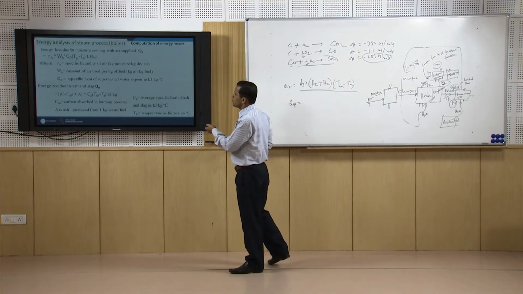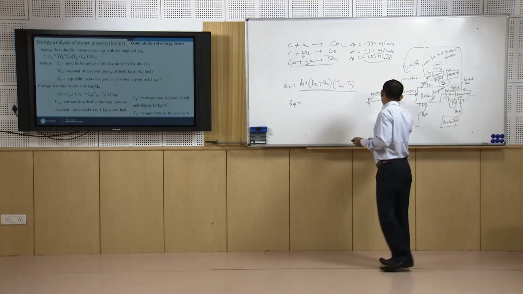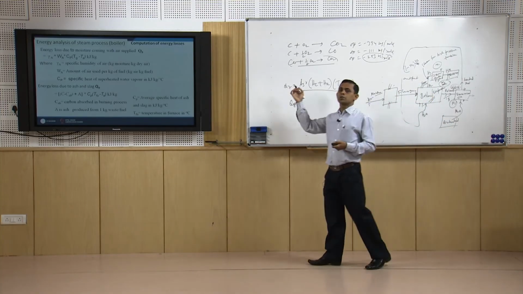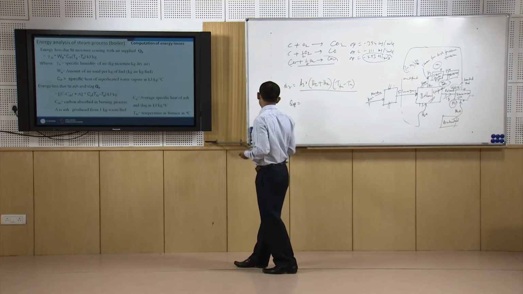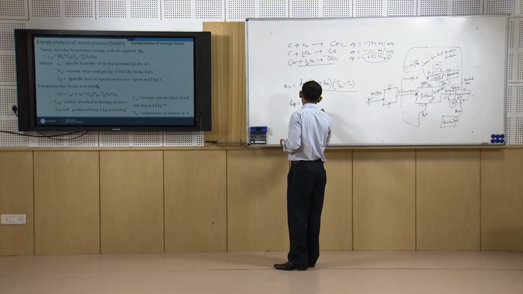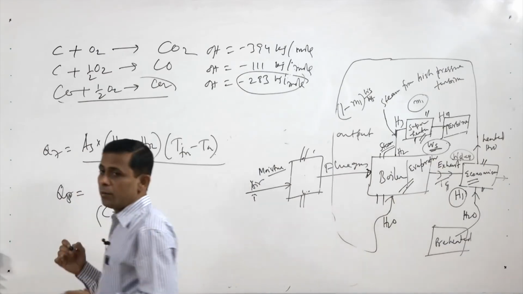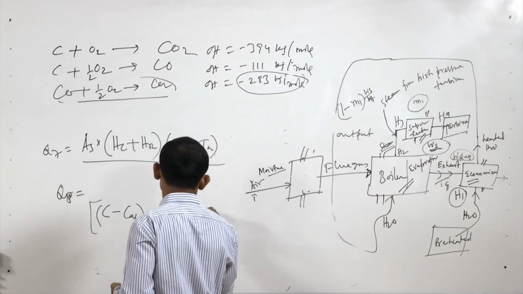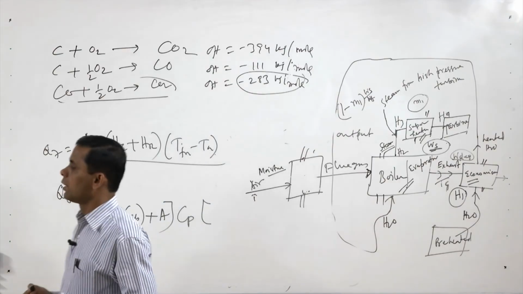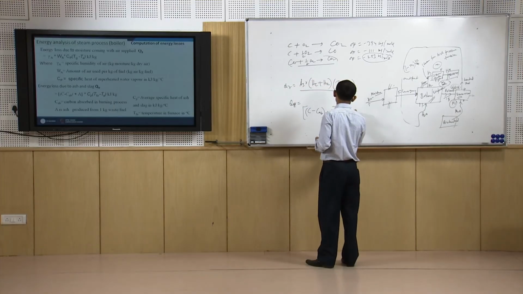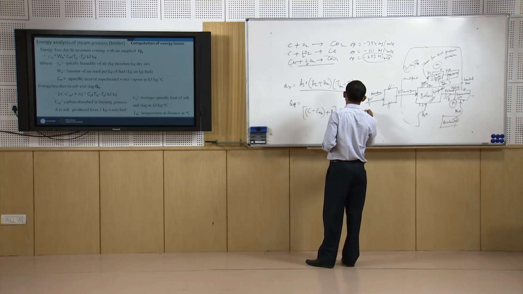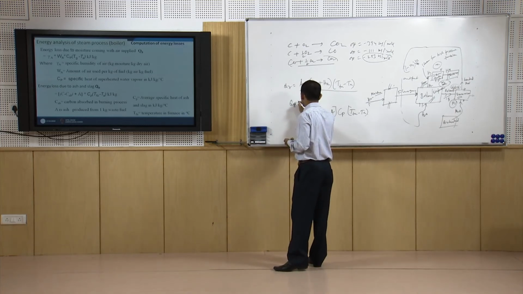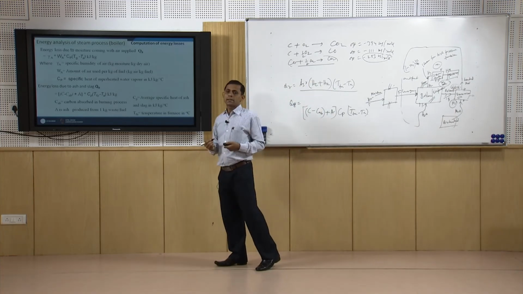Next is energy loss due to ash and slag. Ash and slag will be generated in the furnace, and they will also carry some amount of energy that will not be used for further applications. In this case, the slag means total carbon minus CAB, the unburned carbon, plus ash, into Cp into dT, where dT means Tf, furnace, minus Ta, into Ta. So, this is the amount of heat loss due to ash and slag.